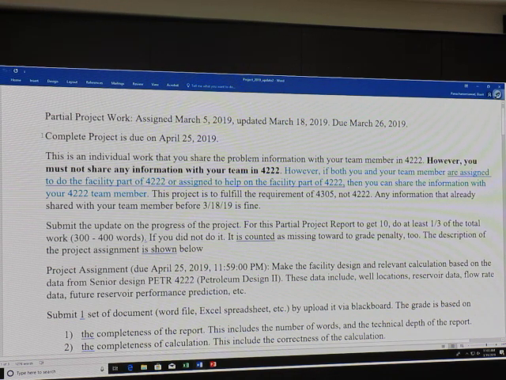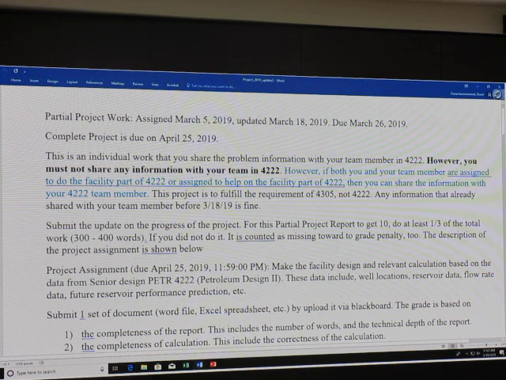Let's go through this, okay? This project is to fulfill the requirement of 4305, not 4222. Any information that's already shared with your team member before yesterday is fine, okay? But I don't think you finished anything at all.